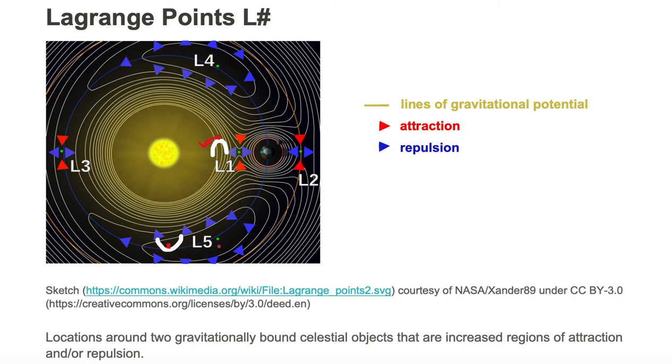Same thing at Lagrange point 5. If I put an object at Lagrange point 5 and I gave it a little nudge, it will just orbit around Lagrange point 5. It does not have a gravitational attraction, so it won't move towards any one particular object.